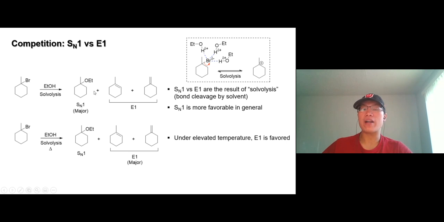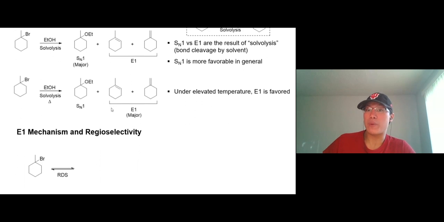But SN1 and E1 are always in competition. That's why there is very little use of the E1 mechanism, because you're gonna get multiple products in there. There will be a few times that we use E1, but not a lot. And sometimes it rearranges.